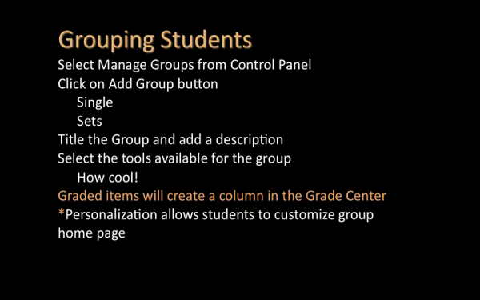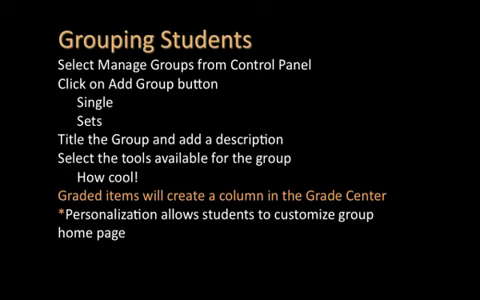So let's review just the basics, and then we'll take it up a notch. You're going to go into the groups area from the control panel. You'll click on add a group, and in our case we just did single manual, but I'm going to go in and detail those in just a moment. It does need to be titled, and you can optionally add a description, and then you select the tools that are available. So these last two items should make sense now.